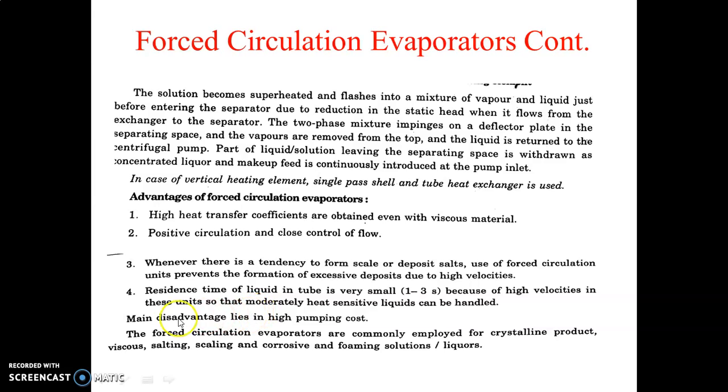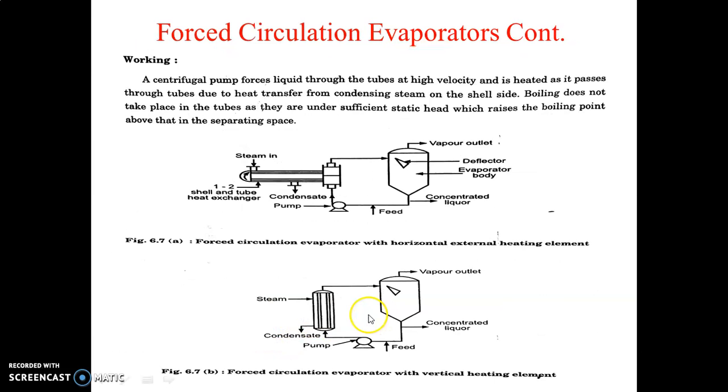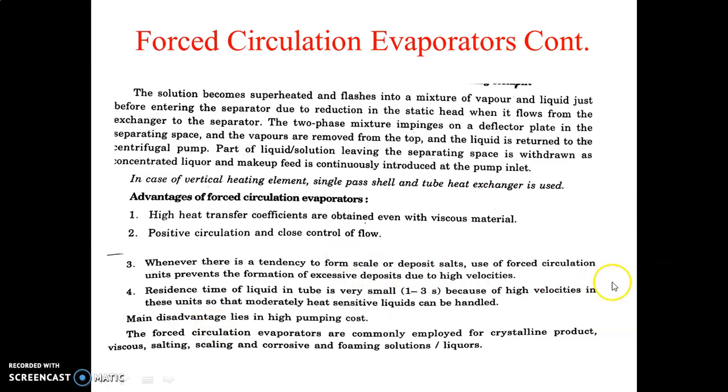And the main disadvantage of this forced circulation evaporator is that it has a high pumping cost. We have added a pump here, and the pumping cost is high because we are dealing with viscous liquid, and whenever we deal with viscous liquid, the pumping cost of that equipment or evaporator is high. And what is the application of this evaporator? It can be used for crystalline products, that means products which form crystals, and viscous, salting, scaling, corrosive, foaming solutions. So these types of solutions can be handled in this forced circulation evaporator.